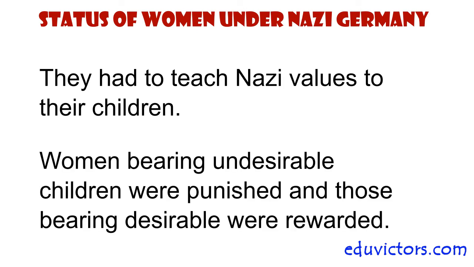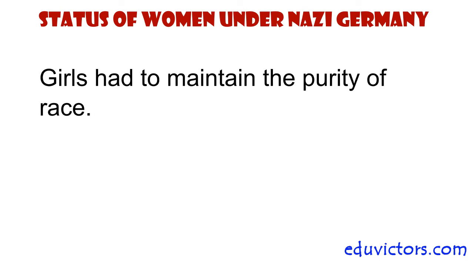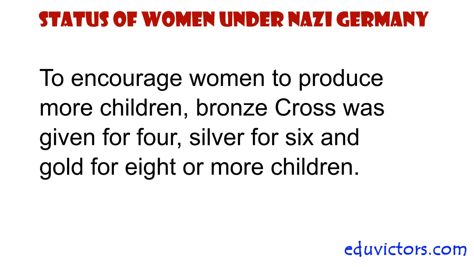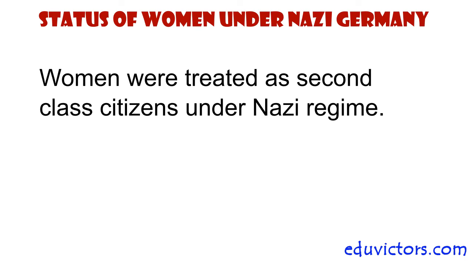Women bearing undesirable children were punished and those bearing desirable ones were awarded. Girls had to maintain the purity of the race. They had to keep distance from the Jews, look after their home, and teach Nazi values to their children. To encourage women to produce more children, a bronze cross was given for 4, silver for 6, and gold for 8 or more children. Those who maintained contacts with the Jews, Poles, or Russians were severely punished. So women were treated as second-class citizens during the Nazi regime.